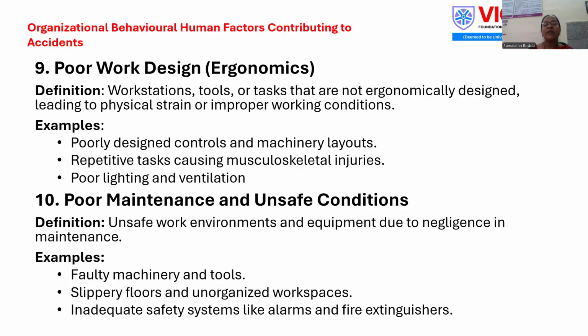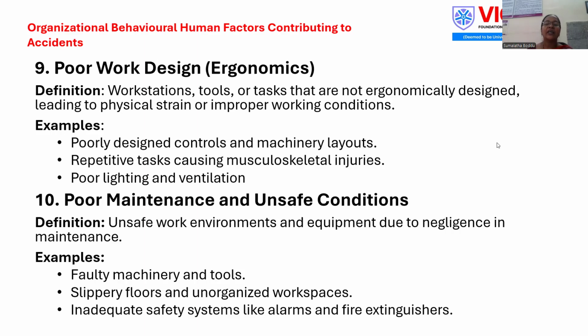How to prevent this one? Conduct regular inspections and maintenance, repair damaged equipment immediately, maintain housekeeping and cleanliness. Coming to the conclusion of managerial behavior and human factors contributing to accidents: to conclude, human factors and organizational behavior greatly influence industrial safety.